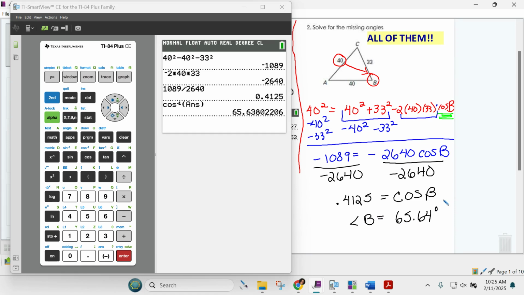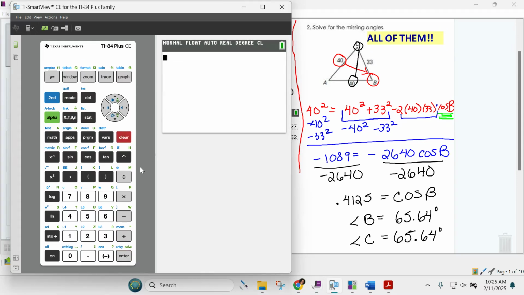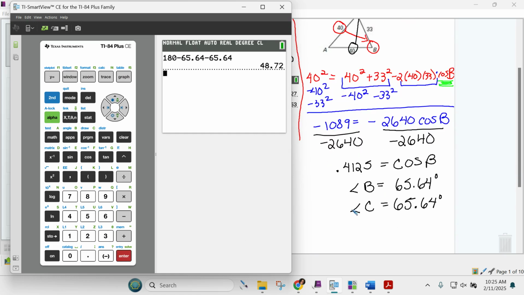And we get angle B is 65.64 degrees. Well, since this is isosceles, angle C equals the same value. And then all the angles have to add to 180. Missing angle A is 48.72 degrees.